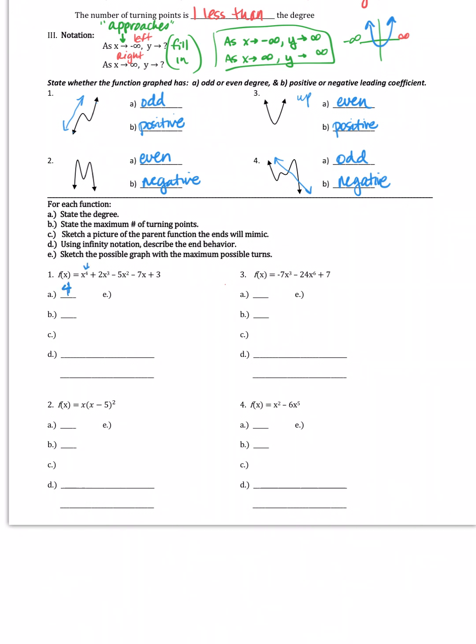So if we do A and B really quick, we can. If the highest degree is a 4, the maximum number of turning points is 3. Let's look at number 2.